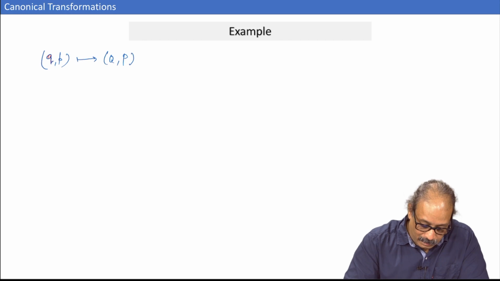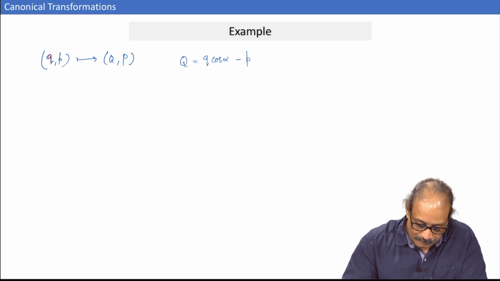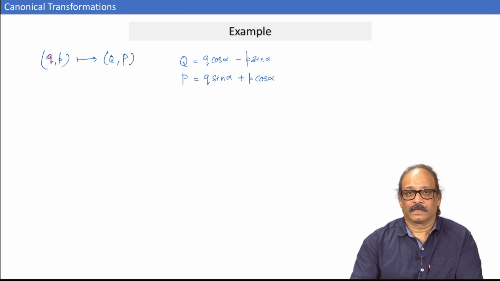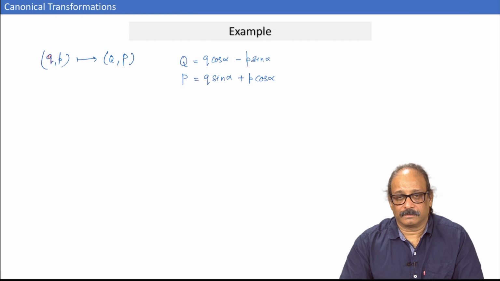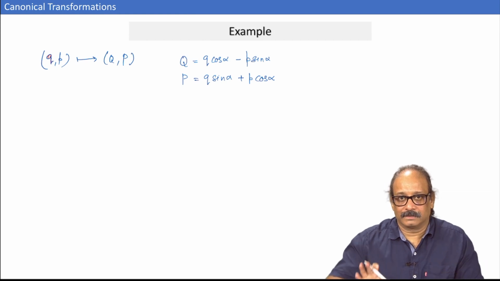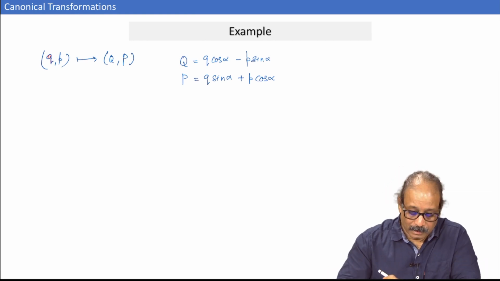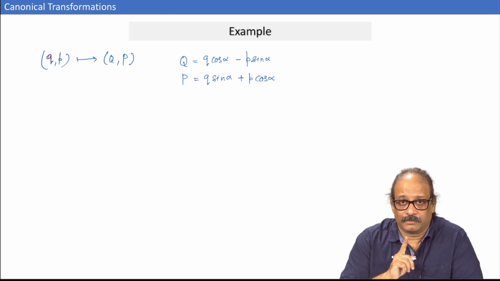Okay. Let me write down the transformations. So the transformations are capital Q is q cos alpha minus p sin alpha, and capital P is q sin alpha plus p cos alpha. Okay, so I have got this transformation. It's like a rotation in the QP plane. Is this canonical or not is what we want to see.